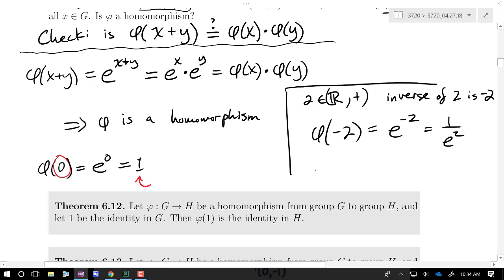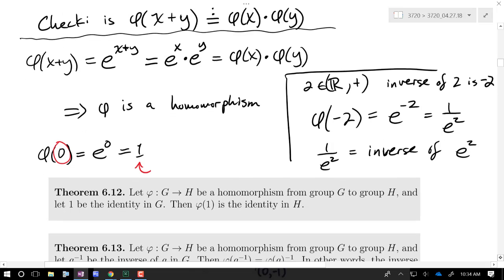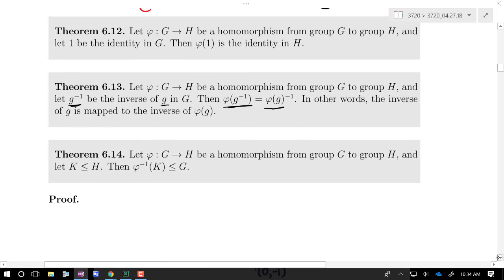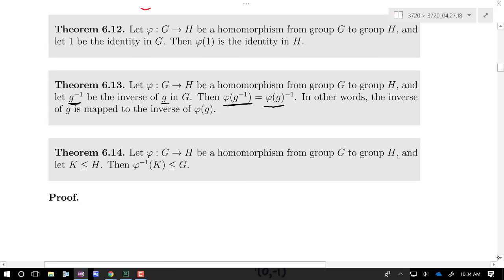But 1 over e squared is the inverse of e squared in the H group, because in that group the operation was multiplication, so the identity is 1. So the inverse of e squared would have to be 1 over e squared. We can see this happening as an example with this particular homomorphism. What these results are saying is that this is always true: a homomorphism will always map the identity to the identity, and it will always map inverses to inverses.